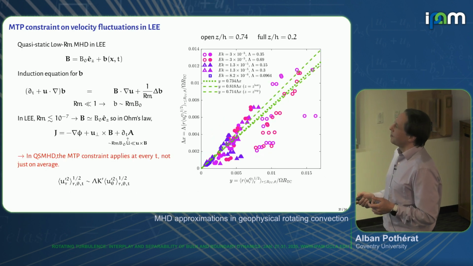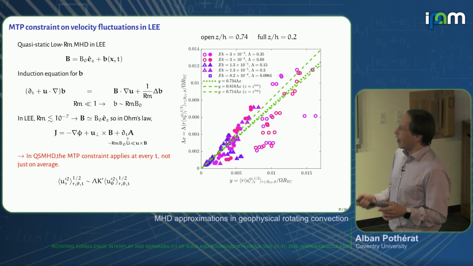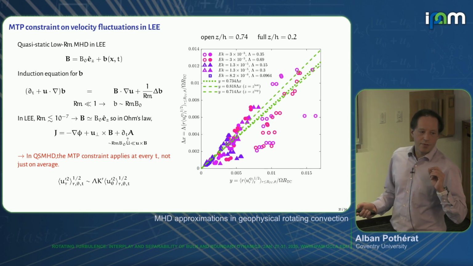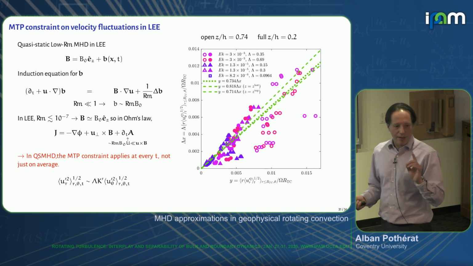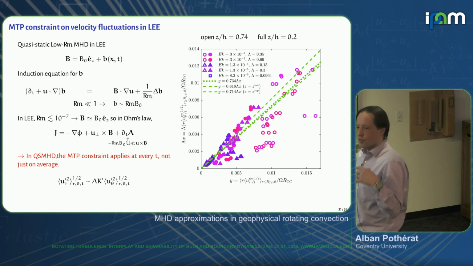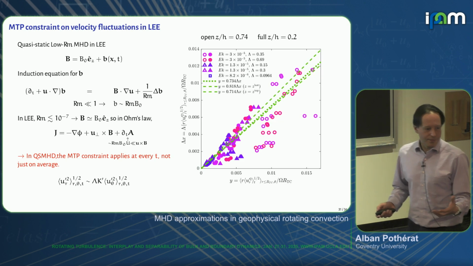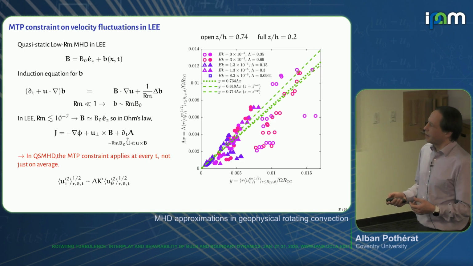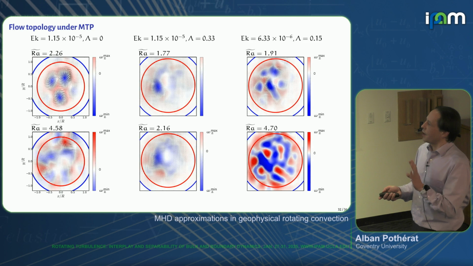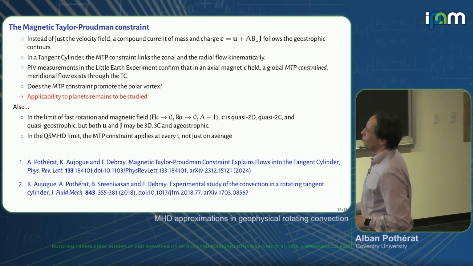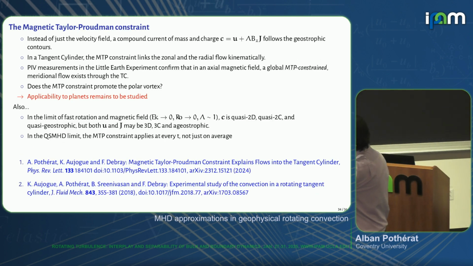Okay, because we're quasi-static, to be short, that also works with the fluctuations. But in the general case, full MHD, it shouldn't. Okay. Just one point I want to make. I'm not going to show you some pictures. These are PIV pictures.